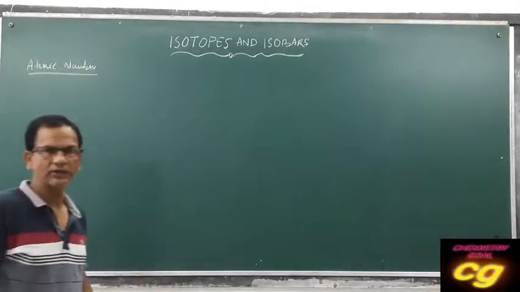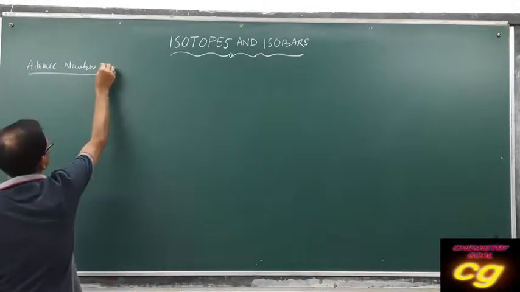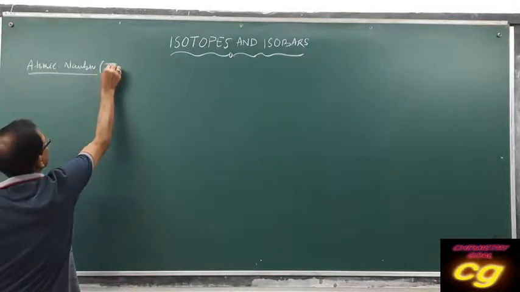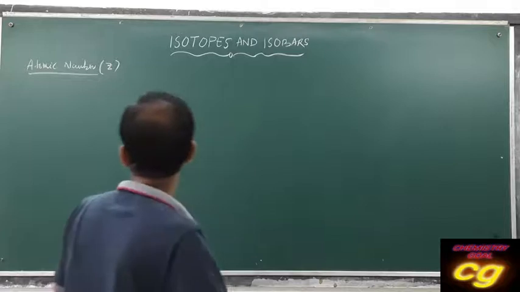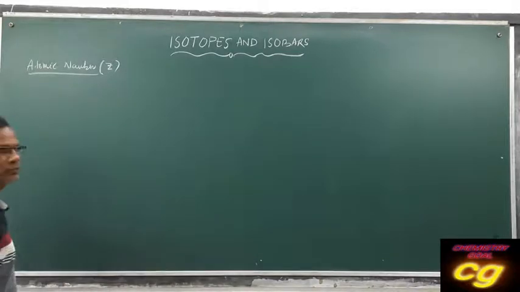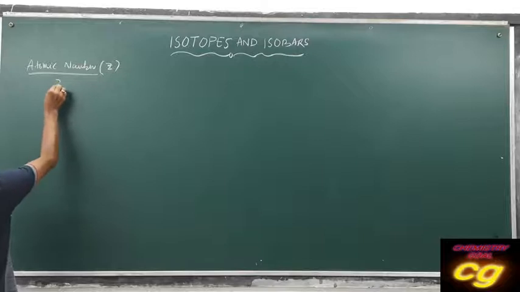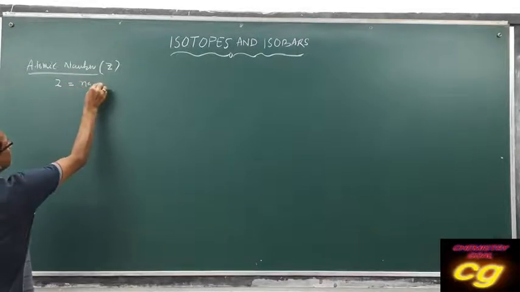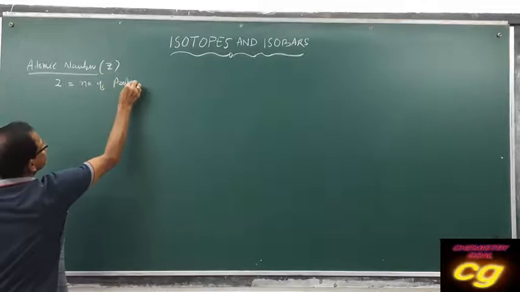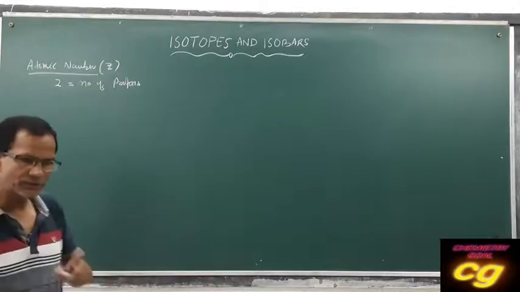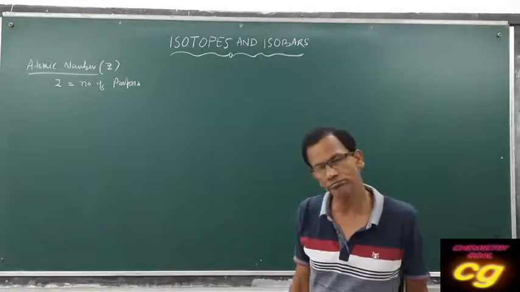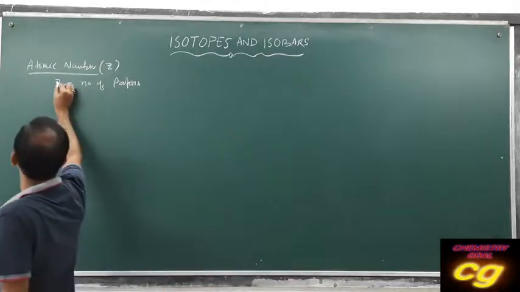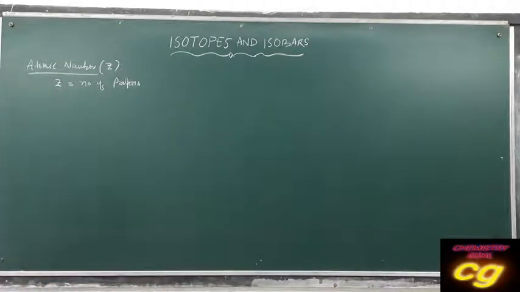Atomic number of an element is represented by Z. Atomic number means Z equals the number of protons. Z of any atom or ion indicates the number of protons. That is the representation of Z. Then the mass number.